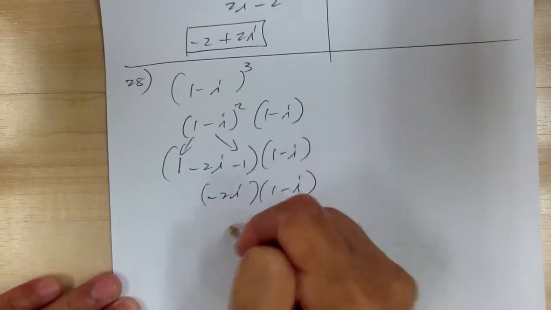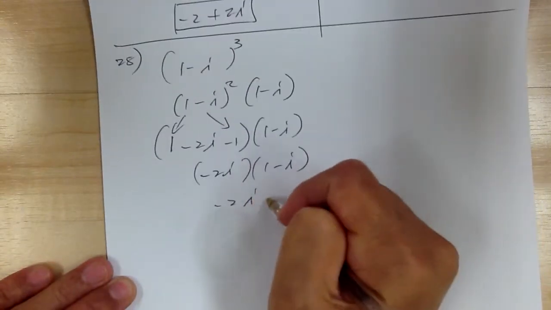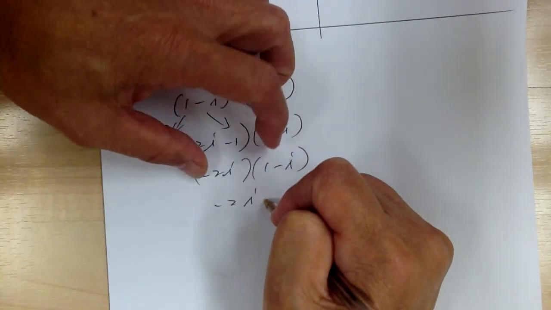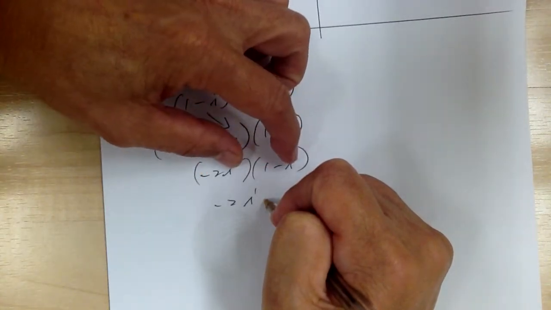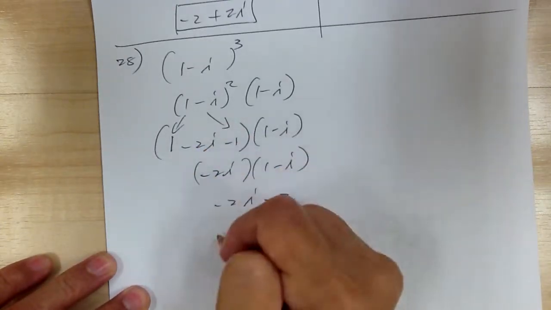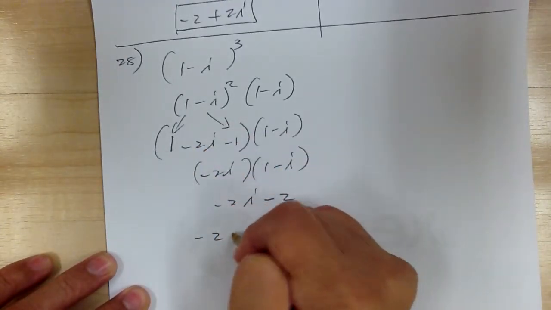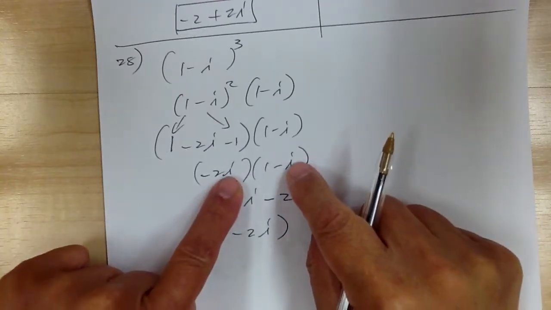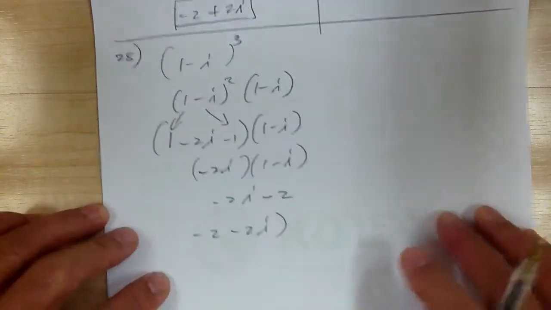So you can distribute, I get minus 2i. So when I multiply these, I got negative, negative, and i times i is also negative, so it'd be minus 2. So I can put it in the proper form, so I get negative 2 minus 2i. Okay, double check. Yeah. Okay.